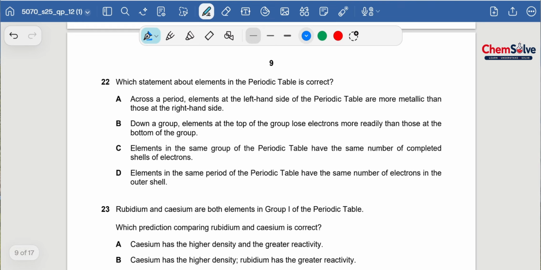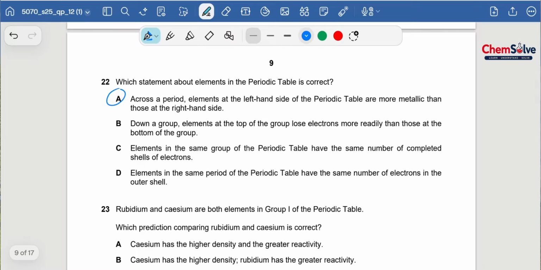Okay, next question. Which statement about the elements in the periodic table is correct? Across a period, elements at the left side of the periodic table are more metallic than those at the right hand side. Exactly, this option seems correct because the left hand side is the metals and the right hand side are the non-metals. But let's look at the other options as well.